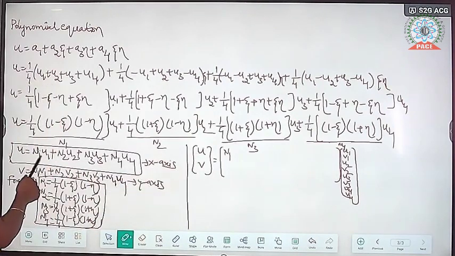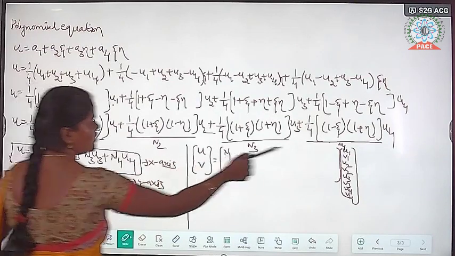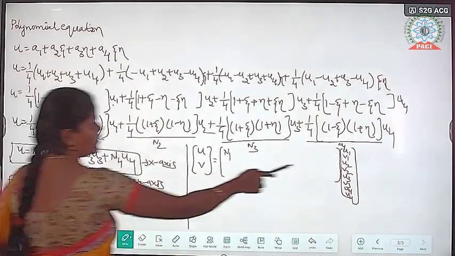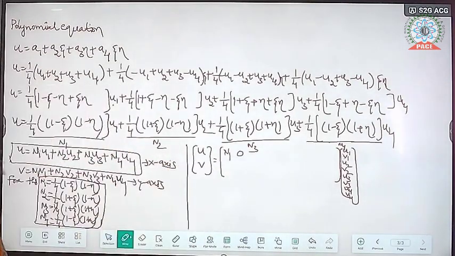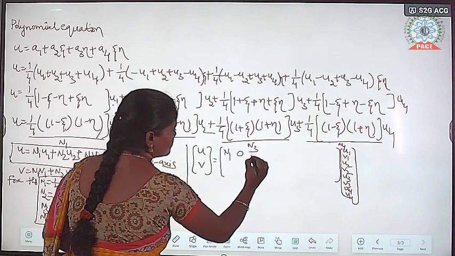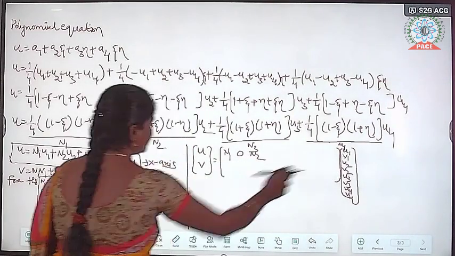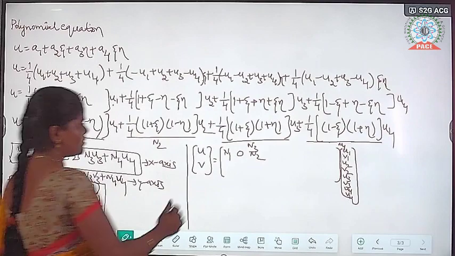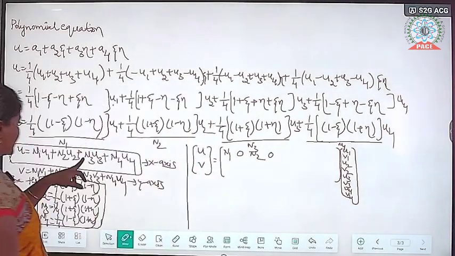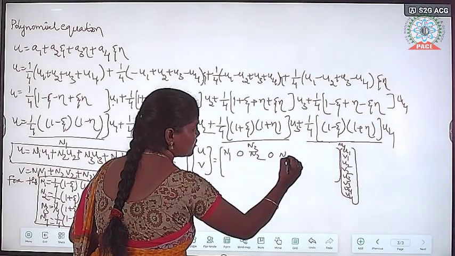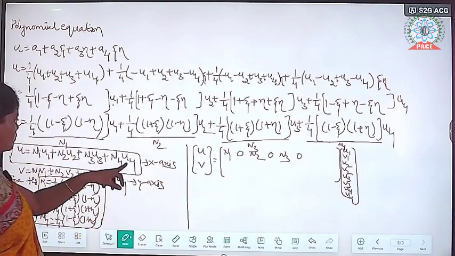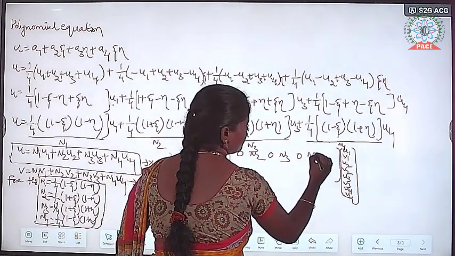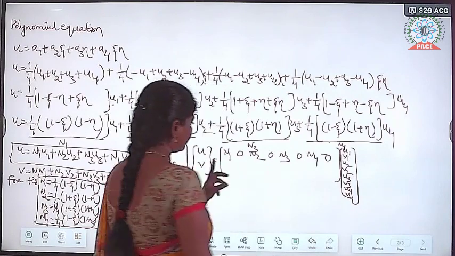Again N1 U1, so N1 we write here into U1. Next, is a V term there? No, so we take it as 0. Again N2 U2, so next the N2 term, this is the U2. Next V2, a y-axis term. Any y-axis displacement is not there, so 0. Again plus N3 U3, so N3 with U3, and the V3 term is 0. Next again the U4 term, which is N4, and the V4 term is 0. This is the displacement along the x-axis.